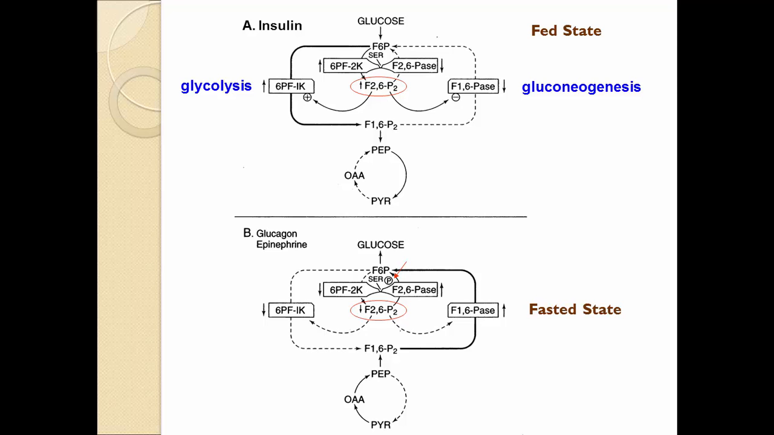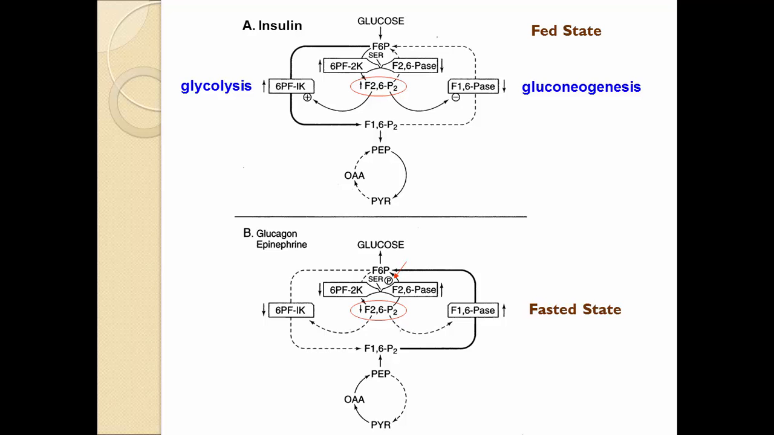So basically, when we have decreased fructose 2,6-bisphosphate, and we have decreased the activity of phosphofructokinase 1, so decreased glycolysis, okay, and increased fructose 1,6-bisphosphatase and increased gluconeogenesis. Right? So you just try to remember the sequential events of how these two enzymes are regulated by glucagon and insulin.